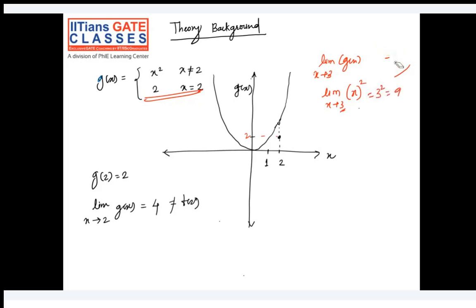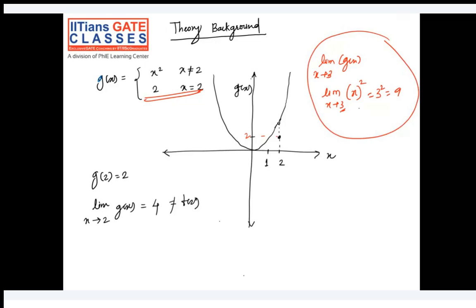3? If it is 4, 4 square. If it is 5, 5 square. If it is 6, 6 square you will get. Okay. But now I'm approaching point 2. Our focus is point 2. This point, when x approaches 2.